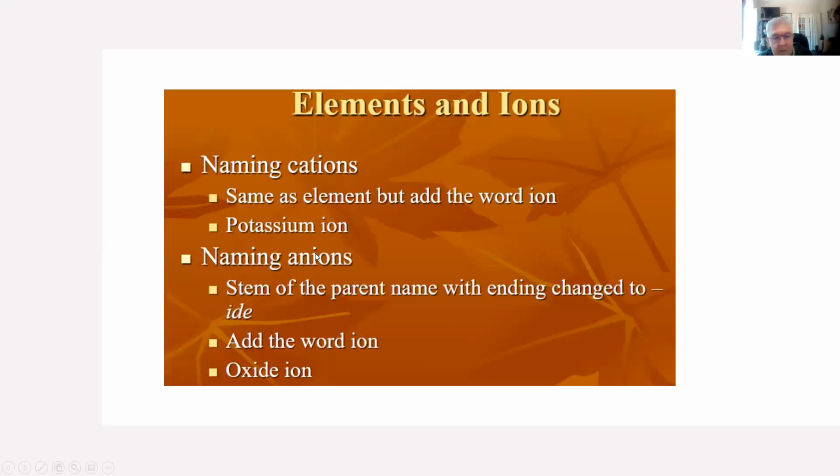The anions are atoms that have gained electrons. They have extra electrons, so they have a negative charge. For example, oxygen gains 2 electrons and makes oxide, and you change the ending of oxygen by "ide," and you add the word ion.